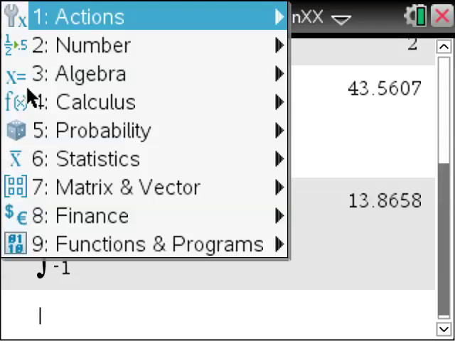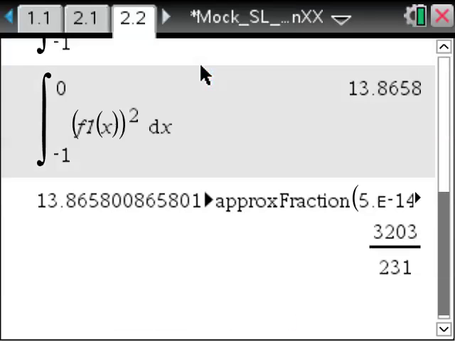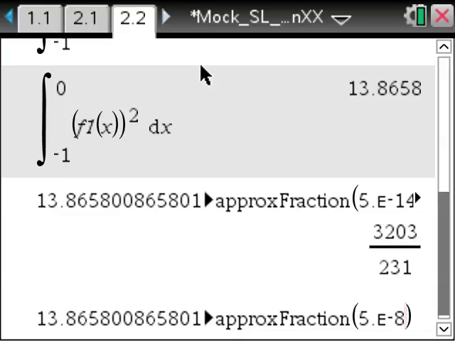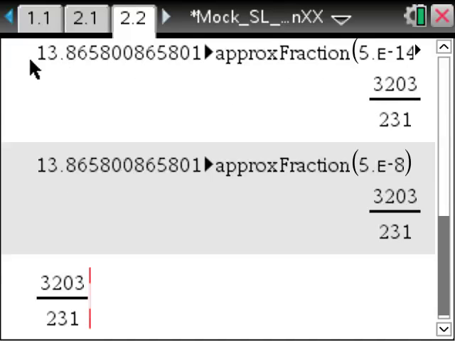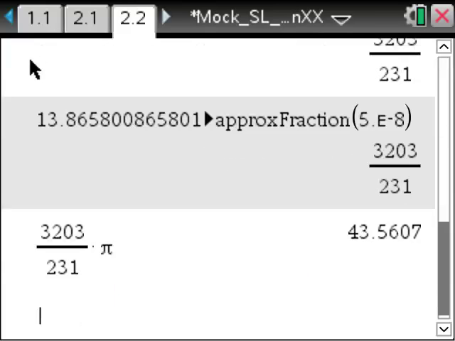Maybe we can convert that: menu, number, approximate to a fraction. Not looking particularly nice. Sometimes what you can do is reduce the accuracy down to, say, 8 characters. Still not looking nice. So I got 3203 all over 231 multiples of pi. So if I do that number multiplied by pi, I'll get the same answer I got before. So that's one way of getting the volume of revolution, from simply doing pi r squared.